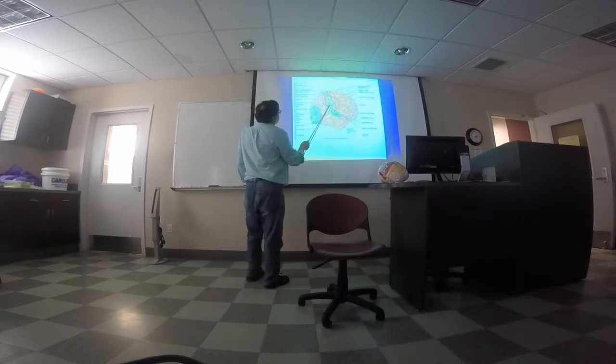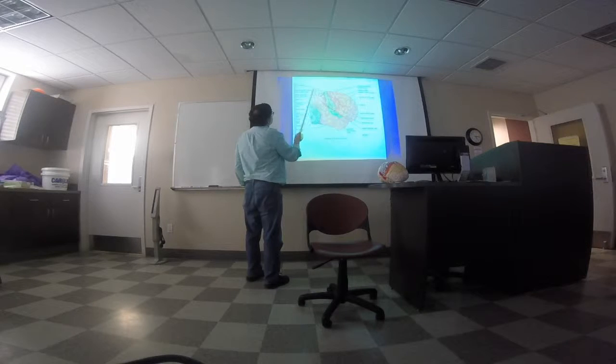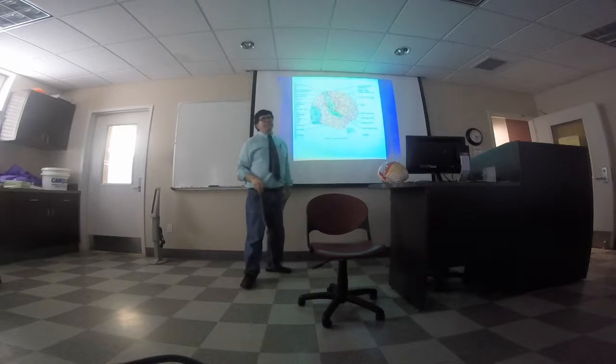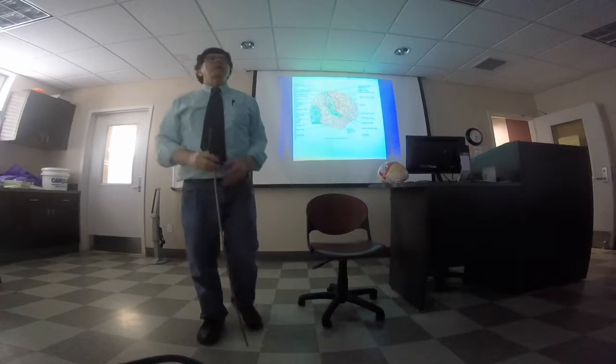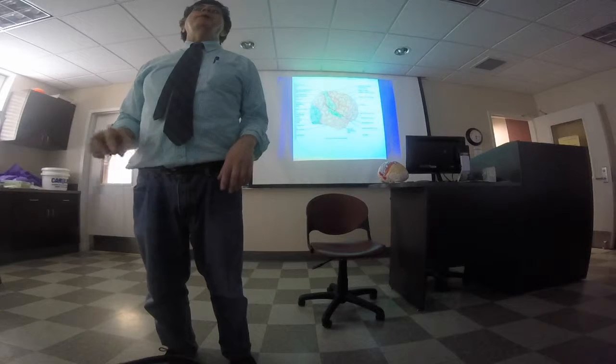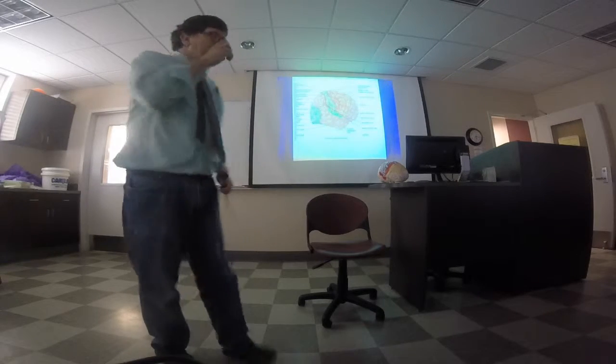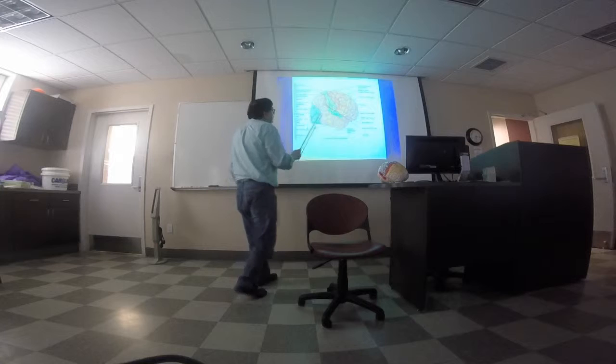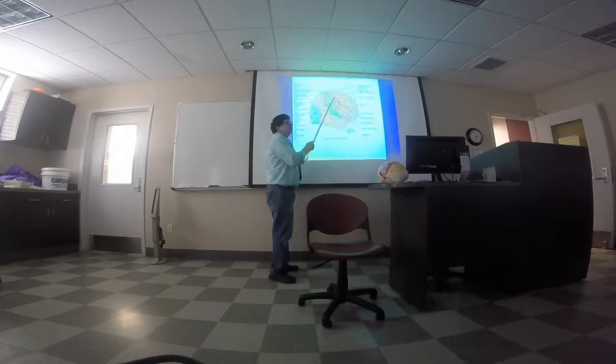On the other hand, this area in green along the postcentral gyrus houses what's called the primary somatosensory cortex or area. If you want to call it the primary sensory area or cortex, that's fine also. Wait, what is that called? Primary somatosensory or primary sensory cortex, either one.